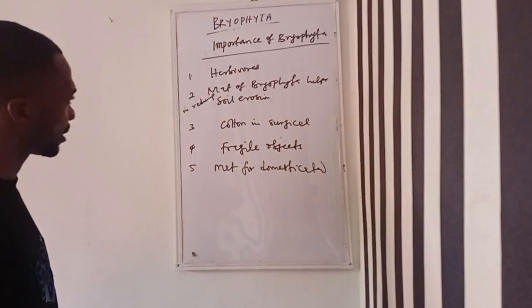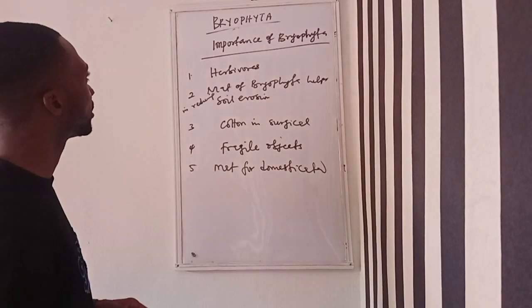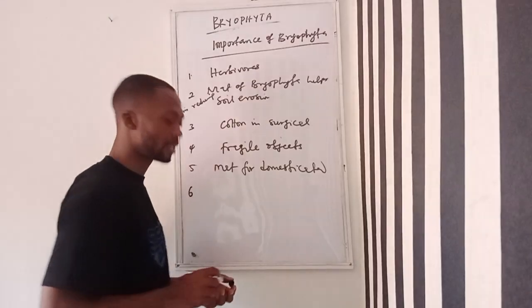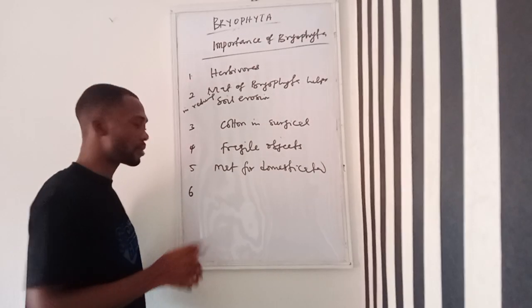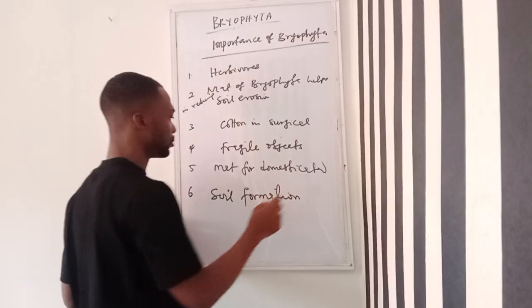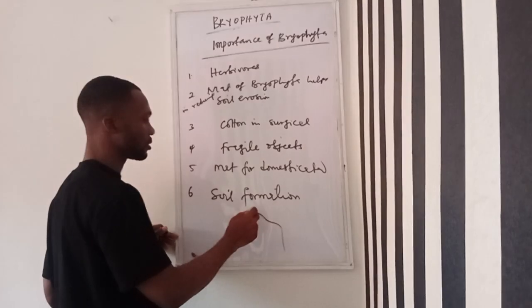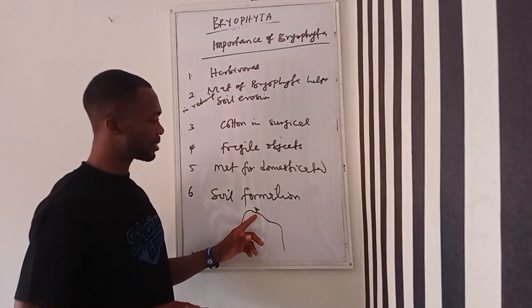Then I also talked about the fact that Bryophyta can help in soil formation due to their disintegrative action on rocks. So if Bryophyta is growing on this rock, after a while it causes a kind of disintegration.